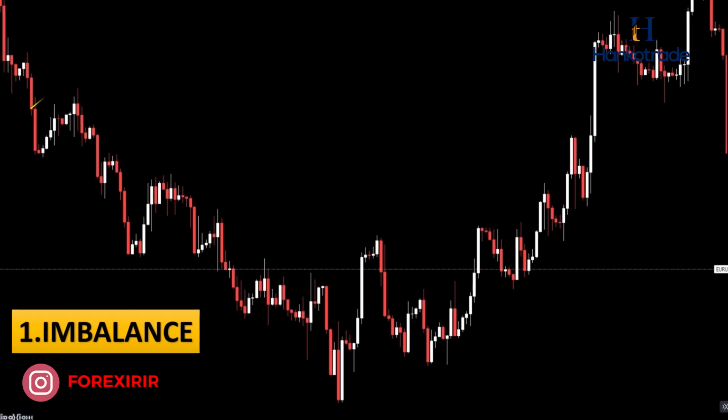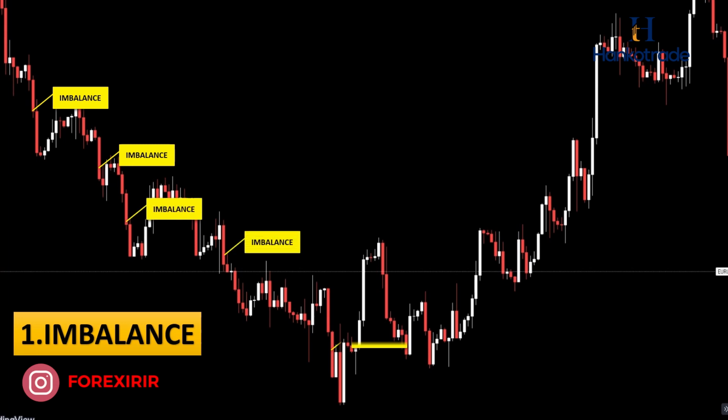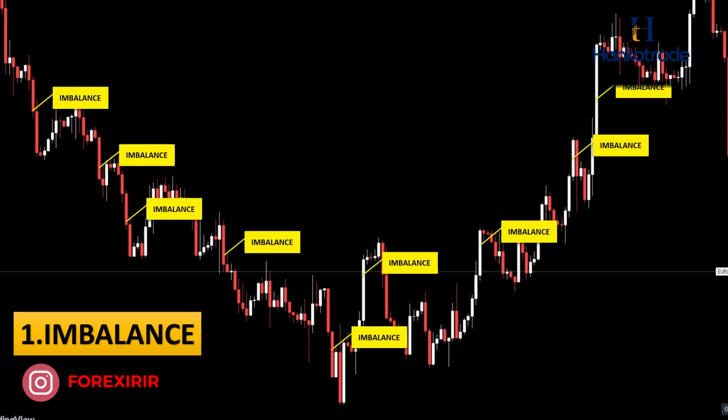The initial criterion for a valid zone is the presence of an imbalance. In this context, imbalance signifies a disparity or lack of proportion between the buyers and sellers within the market. This discrepancy is what ultimately triggers significant and substantial movements in the market.